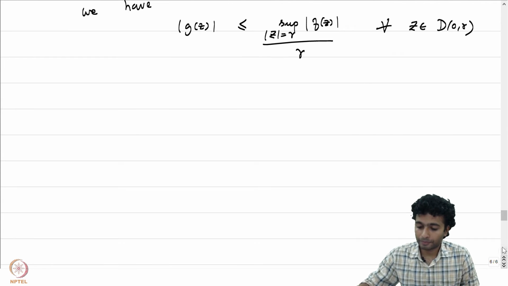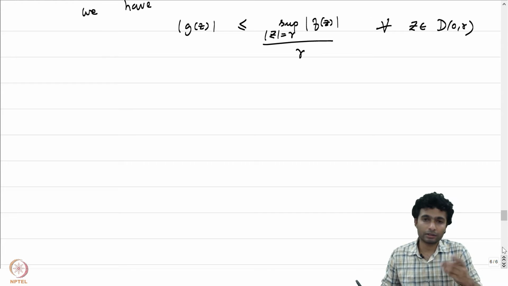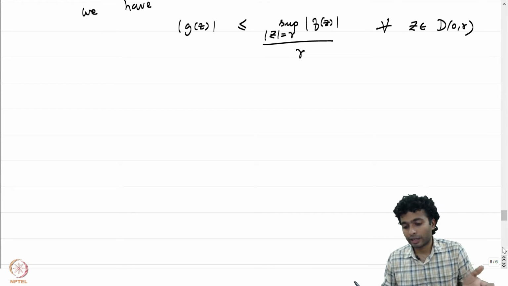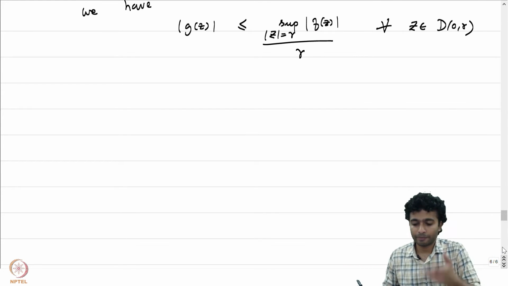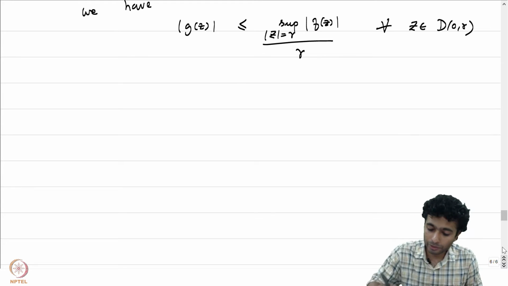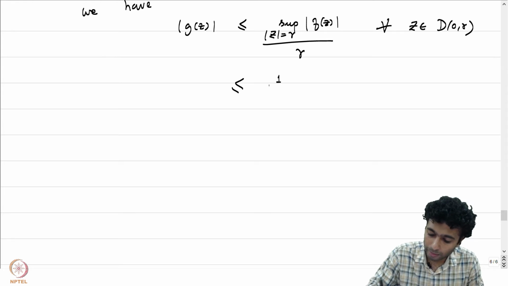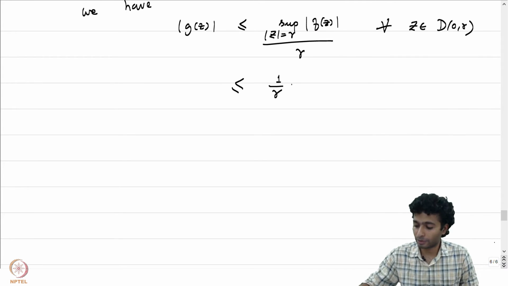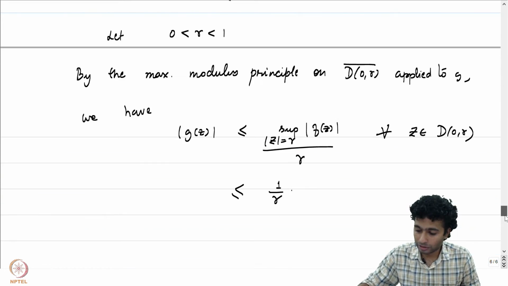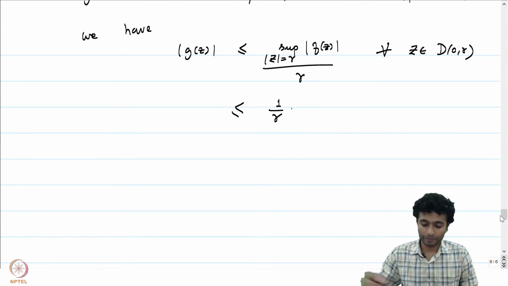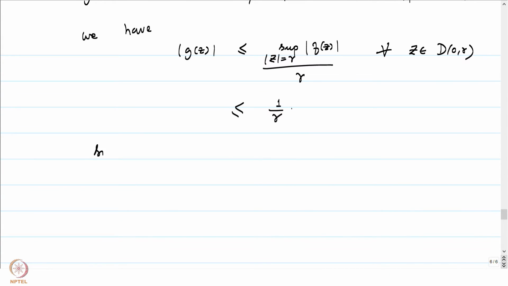And we know that since the function f takes the unit disk to itself, mod f(z) is certainly less than or equal to 1. So this is less than or equal to 1 by r. And that is true for all z in D(0,r). This inequality is true for all r less than 1.